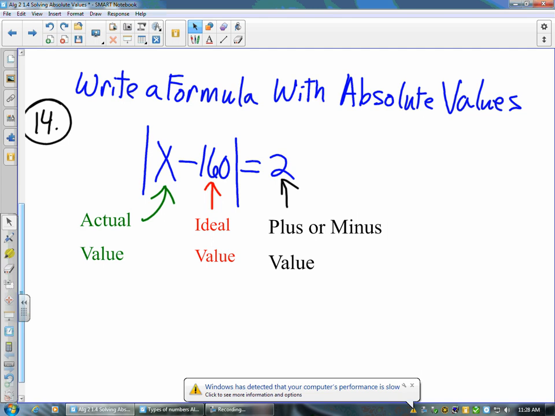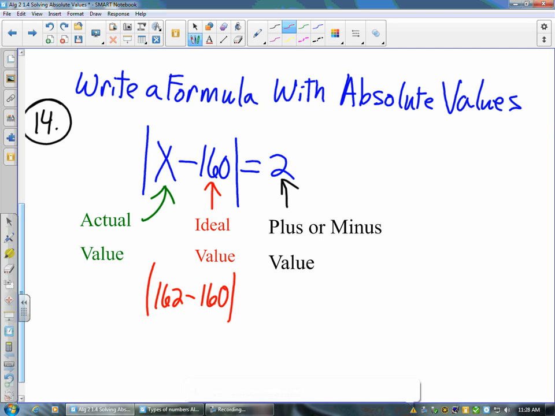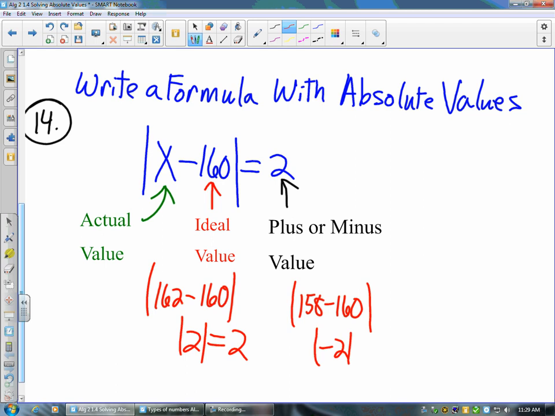So if I put in a value of 162 degrees, 162 minus 160 in absolute values would be just a simple 2. The absolute value of that will equal 2. If I had something lower, like 158 minus 160, you can see that when I absolute value that, that will equal a negative 2. But after absolute valuing it, that will also equal that same plus or minus 2. So this is the formula that you'll want to look at.